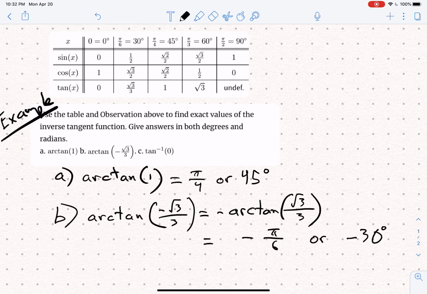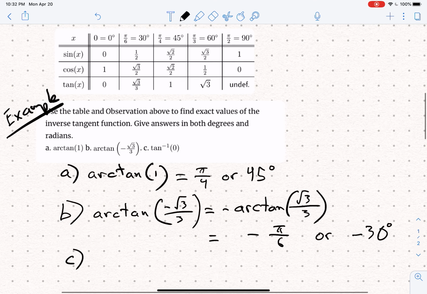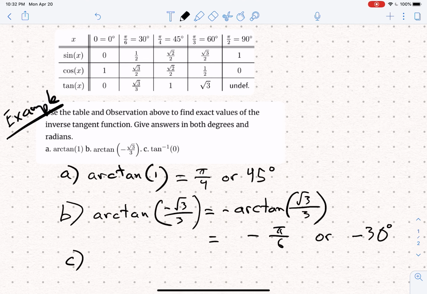Let's take a look at part C. The inverse tangent of 0. Well, what angle do you have to plug in to the tangent function in order to get 0? The tangent is equal to 0 when the angle is 0, and it happens to be 0 in both degrees and in radians. Here I just used the other notation, tangent inverse, instead of arctangent, because I want you to get used to using both of them. That means the same thing as arctangent of 0, and that's equal to 0 degrees or 0 radians.